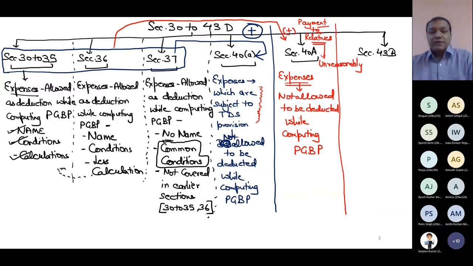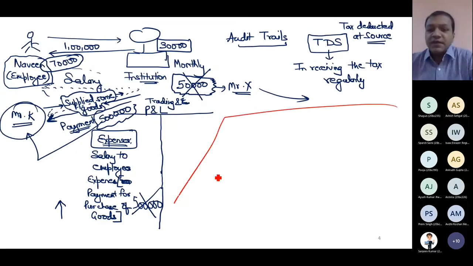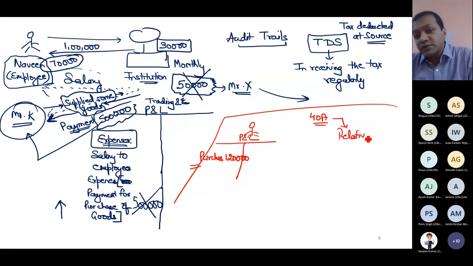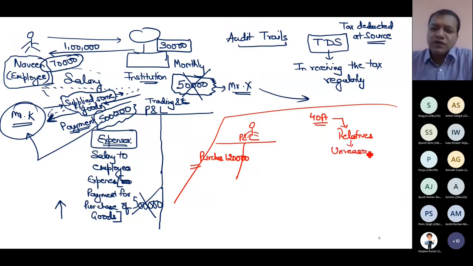So what example I have given you here, I am a businessman. I am preparing my P&L account and I made some purchases of 1,20,000 from my brother. Just because I purchased something from my brother, it doesn't mean that it is wrong. So it is allowed. But 40 clause A says, carefully check. If you are making the payment to your relative, just because you are purchasing the material from your relative, payment should not be unreasonable. How do we decide unreasonable?